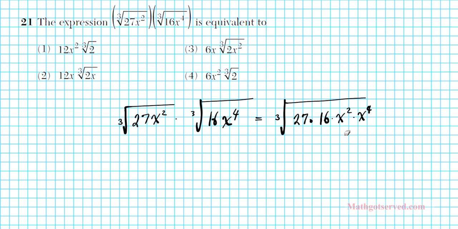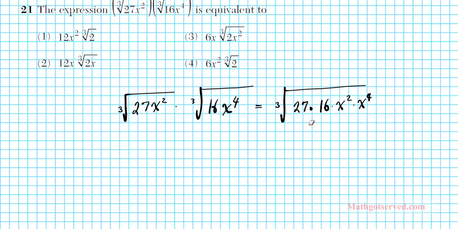Okay, now I'm going to proceed to express these two numbers in exponential form as a power of our primes. So the third root of 27 can be written as 3 to the third power, and then 16 can be written as 2 to the fourth power. Okay, so if you're wondering how I did that, you can simply use your factor tree and find the prime factor decomposition of those numbers.